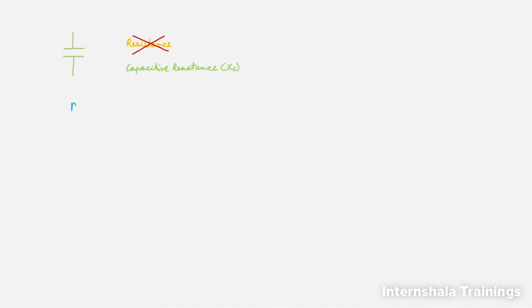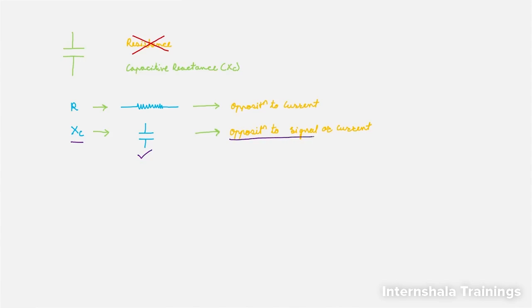Because resistance is basically the property exhibited by the resistor to provide opposition to the current. And capacitive reactance is basically the property exhibited by the capacitor that provides opposition to the signal. So capacitive reactance of the capacitor is responsible for the opposition provided by the capacitor to the signal. Also, capacitive reactance of the capacitor decides whether the signal will be bypassed or not. So I hope that this point is now clear.